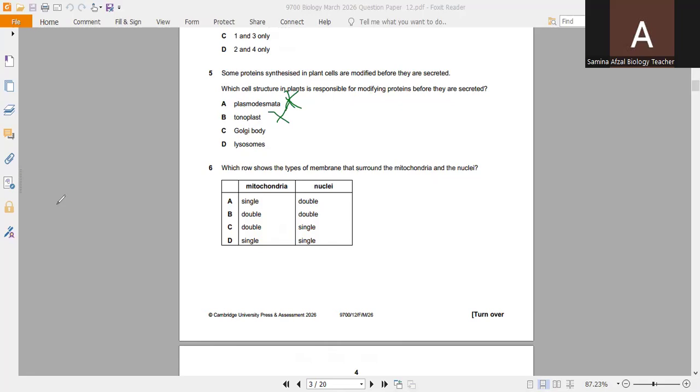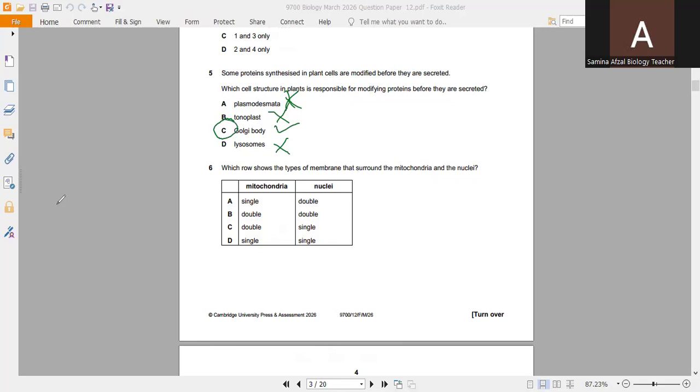Then Golgi bodies. Golgi bodies are responsible for modifying proteins, adding protein chains to form glycoproteins and packing them into vesicles for secretion. So Golgi bodies are the organelles in plant cells which modify the proteins before their secretion. And the lysosomes left behind contain hydrolytic enzymes for breakdown, not secretion or modification. So C is the correct option.